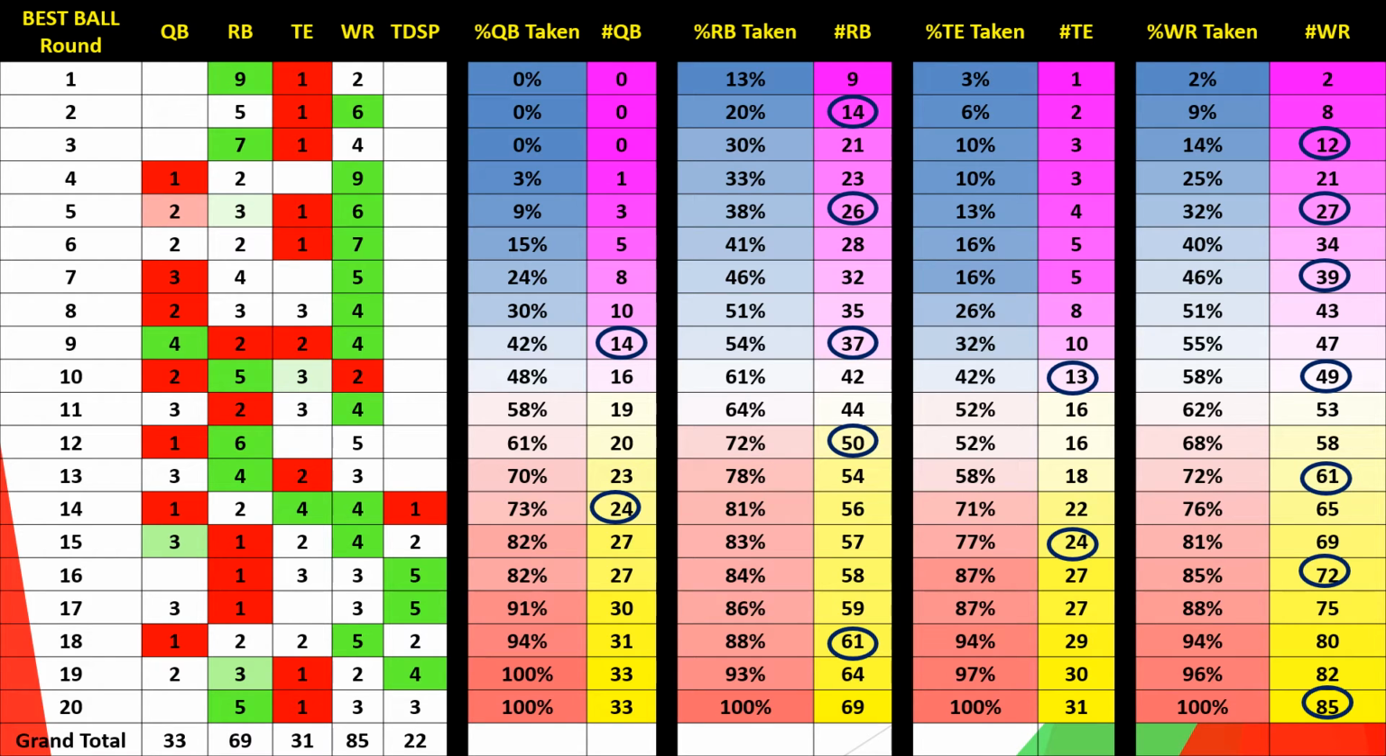Round 6, RBs, QBs, and tight end are 5. Everybody else is wide receiver. So notice we're in this big wide receiver run from the 4th round to about the 8th round. They're tending to dominate. The RBs come back around 7 and 8. So in the 6th round, we're still selecting wide receivers.